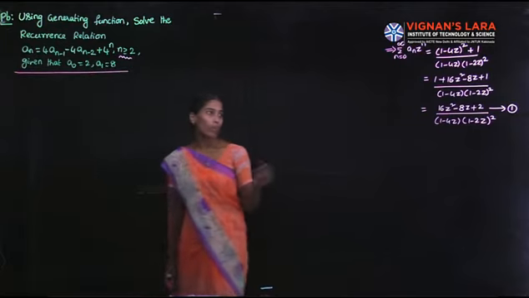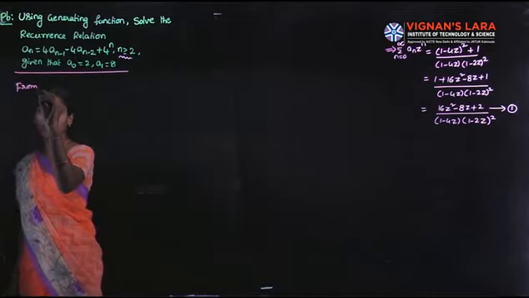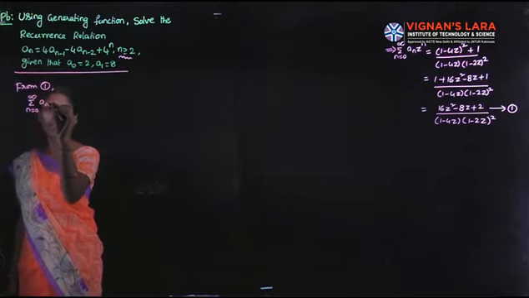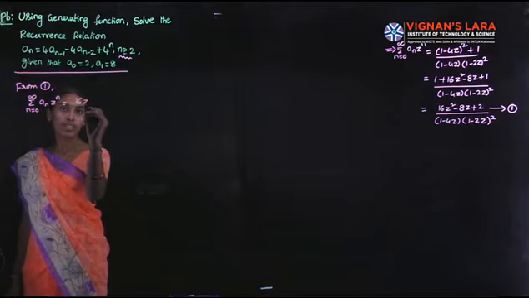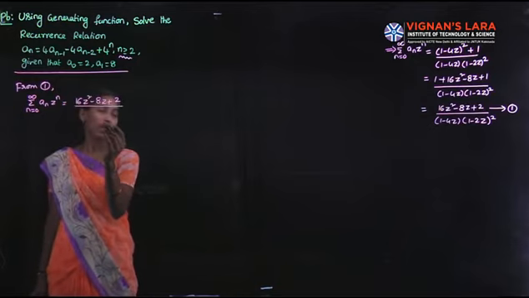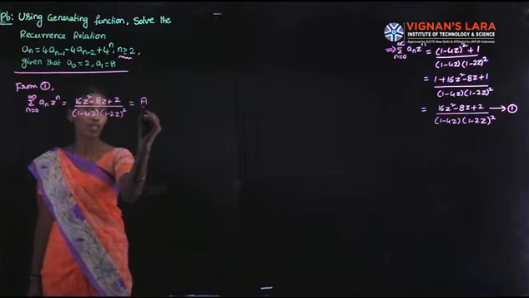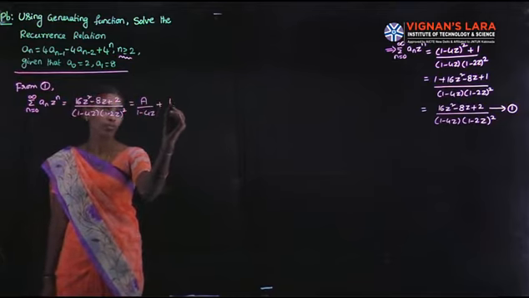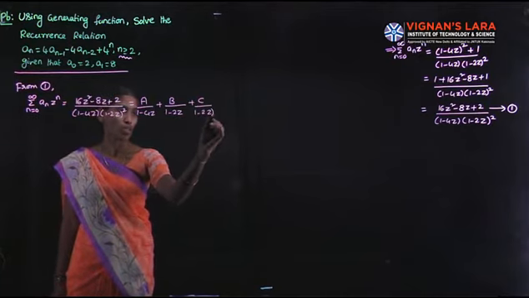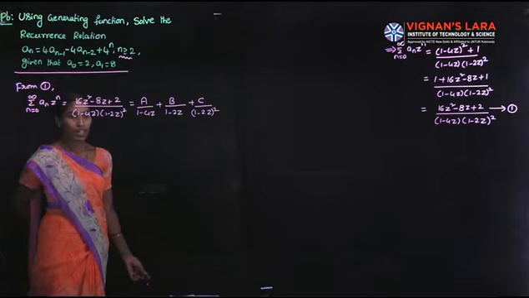What is the partial fraction form? So equation 1 partial fraction form: from 1, summation n equal to 0 to infinity a_n z^n is equal to (16z^2 minus 8z plus 2) by (1 minus 4z) into (1 minus 2z) whole square. Its partial fraction form is A by (1 minus 4z) plus B by (1 minus 2z) plus C by (1 minus 2z) whole square. It is the partial fraction form.